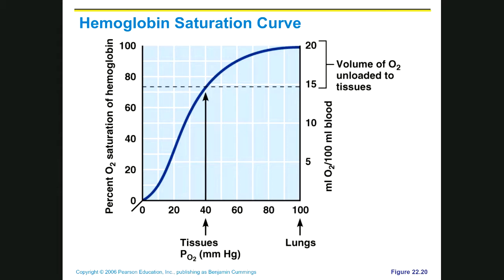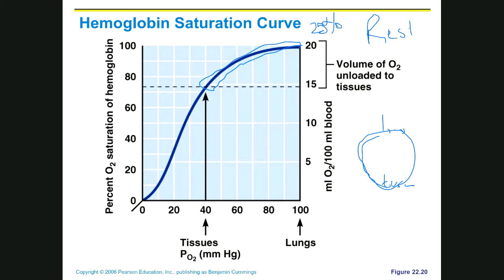Another thing about this graph is the oxygen comes off. So as oxygen decreases in the tissues, oxygen's going to come off. But look, if I'm at rest, as the blood goes through and makes that whole circle, lungs, tissues, not all of the oxygen comes off. Only this much oxygen comes off. In other words, about 25% of the oxygen comes off. But that leaves hemoglobin with oxygen, about 75% of it. And that's because the partial pressure of oxygen at rest is about 40.